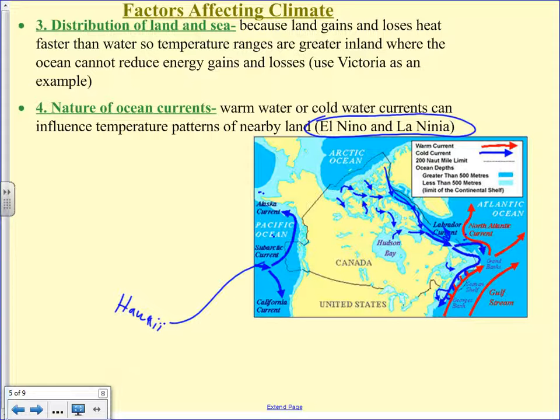El Nino and La Nina. Okay, you guys have probably heard of El Nino. People mention it often when we have a mild winter, kind of like we had this year. El Nino is actually an ocean current that happens down off the coast of Chile. Okay, so down in South America.